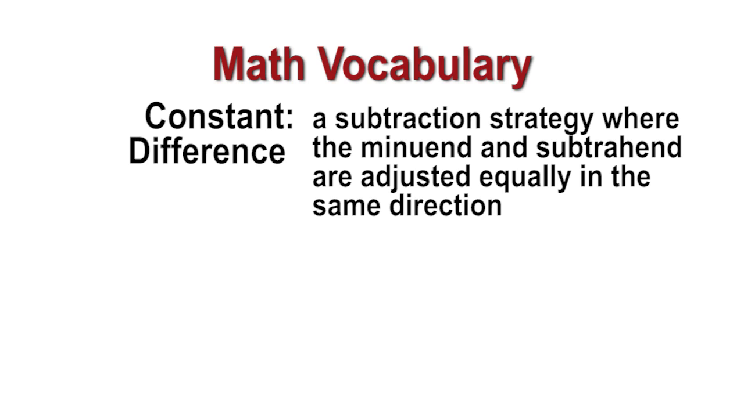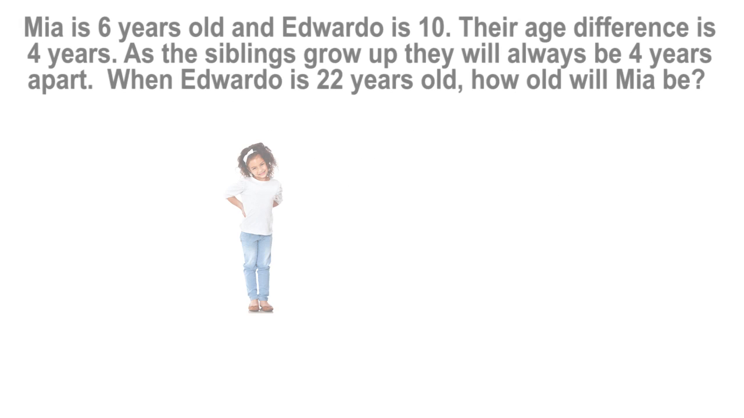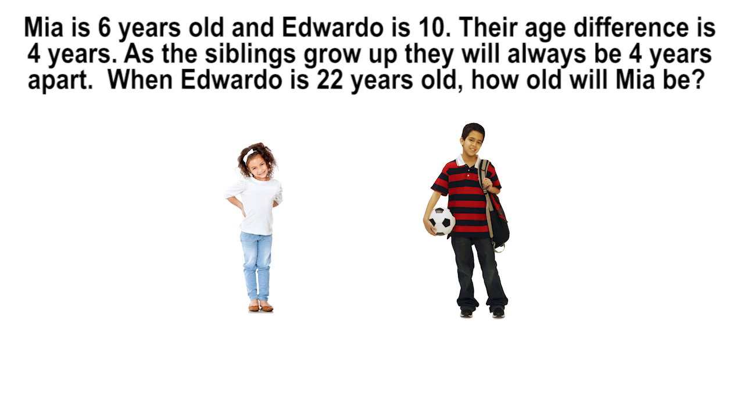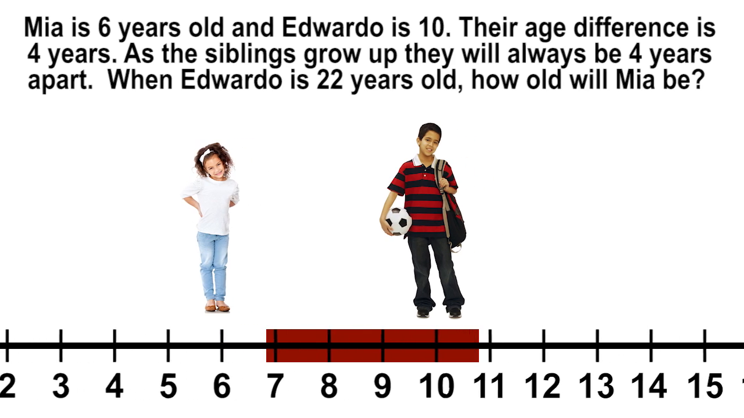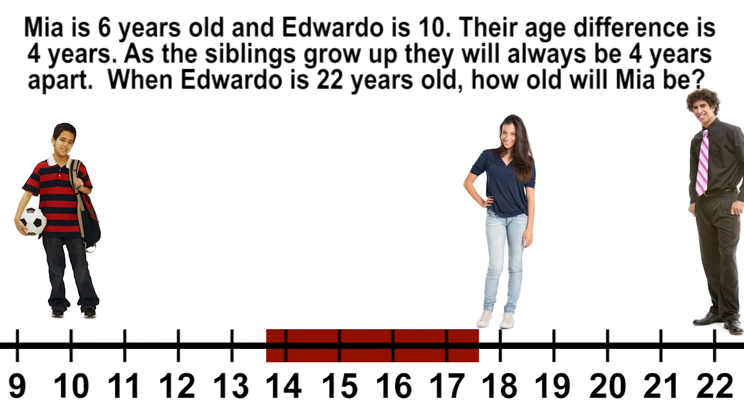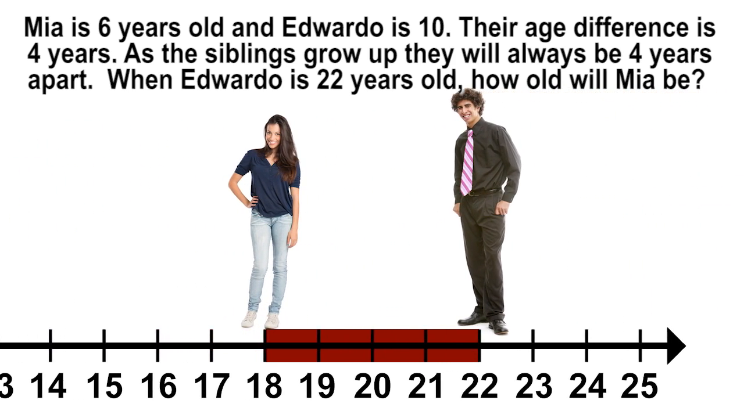Here is an example of constant difference. Mia is 6 years old and Eduardo is 10. Their age difference is 4 years. As the siblings grow up, they will always be 4 years apart. When Eduardo is 22 years old, how old will Mia be?